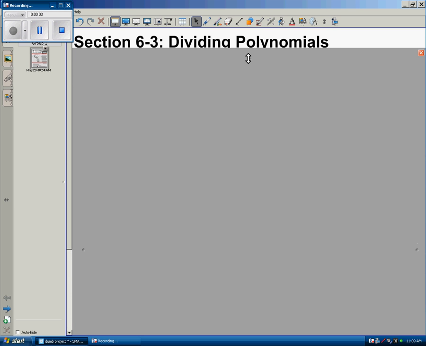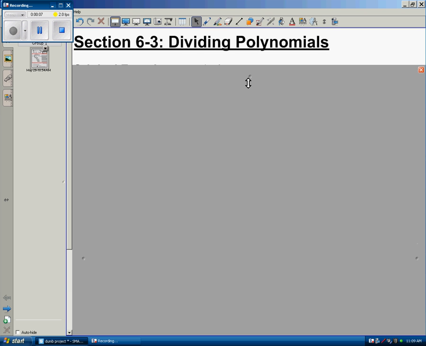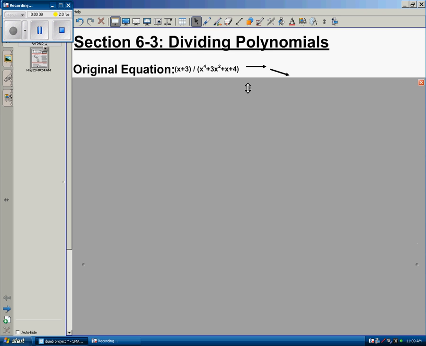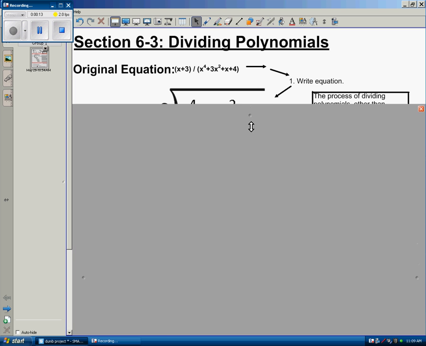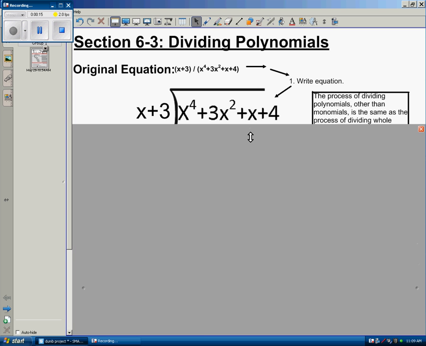Here we have a lesson for section 6.3, dividing polynomials with long division. Okay, so you take your original equation and you write it in the correct format, and you do that by taking the dividend, putting it underneath the brackets, and the divisor, and putting it outside of the brackets to the left.